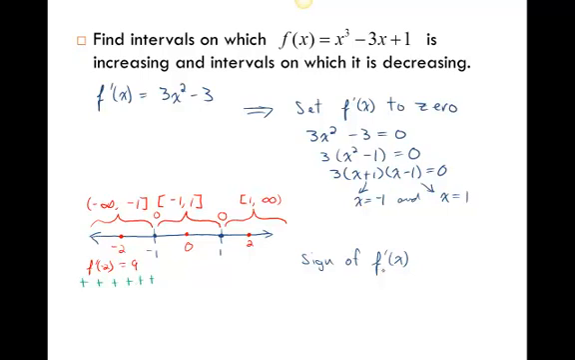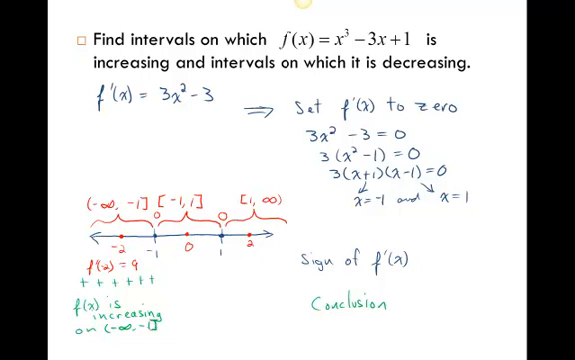f prime of x is going to be positive, right? So our conclusion for that, right, we can conclude from that f of x is increasing on this interval from negative infinity to negative 1. And I'm going to do a closed interval for that.